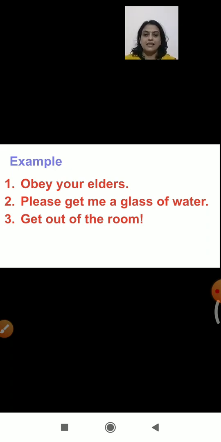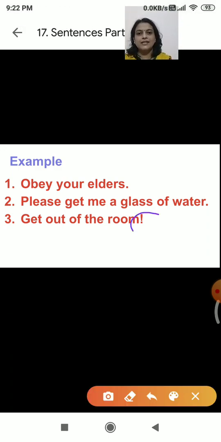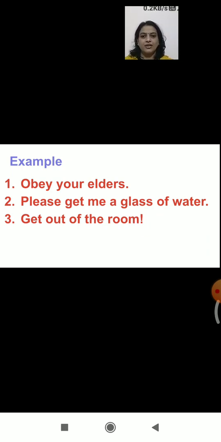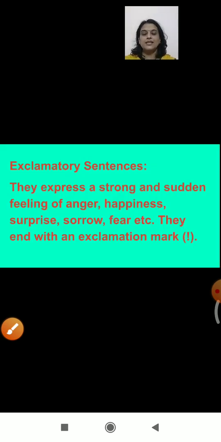Then the third sentence, get out of the room. What is it now? Is it a request, advice, or an order? Yes, it is an order, right? Someone is giving you the order. Get out of the room. There you can find the exclamation mark which is used here, in the third sentence. So here you can find any of the four keywords, and they are again easy to identify. Done? Okay.